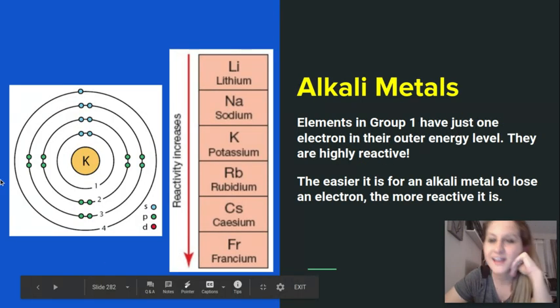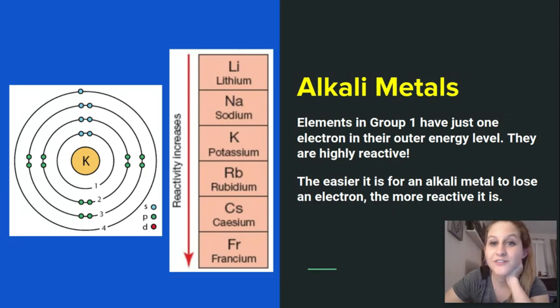Okay, last but not least, let's talk about alkali metals. These are elements in group 1. Remember, that's on the far left side of the periodic table. They have just 1 little electron in their outermost energy level. Because of this, they are highly reactive. They will be able to share that electron with pretty much any element that wants it.